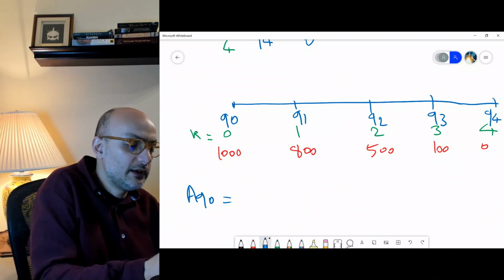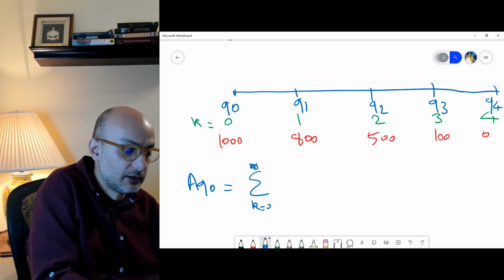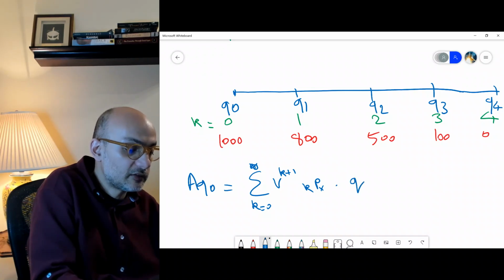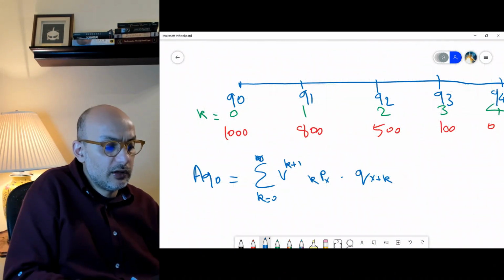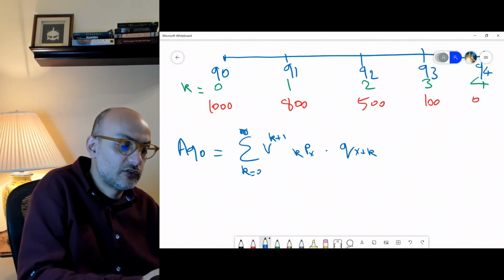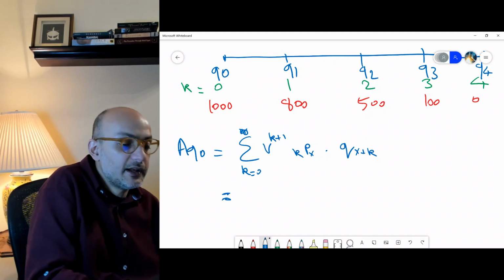Now remember the formula, I said we sum from k equals 0 to infinity, which here is up to 94. And then we need v to the k plus 1, times the probability that a life age x survives to year k, then dies in the next year. I usually don't use this formula for a question like this. I just solve it immediately, but it's good to remind you of the formula. If we want to solve it immediately, we start year by year.